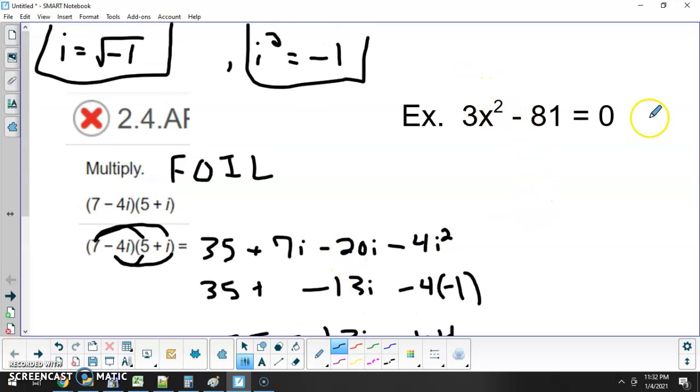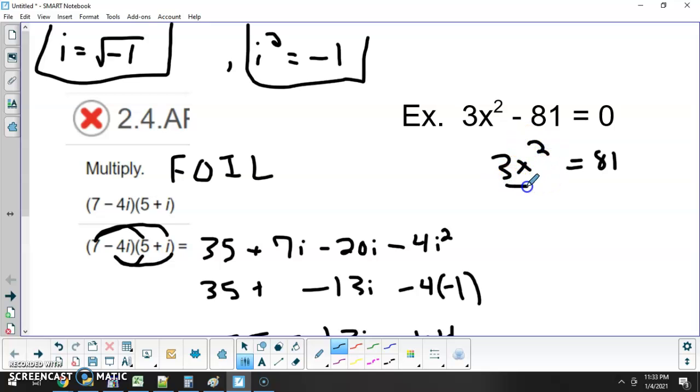Here's just a random problem that I threw in here for review purposes. You guys seem to have gotten these ones right. Here you want to solve for x, but first you want to get x squared by itself. You could also try factoring and solve this one by factoring, but we're using the square root method here in this lesson. So we're going to move the 81 over to the other side by adding it. We're going to add 81 to both sides. We would have 3x squared equals 81.